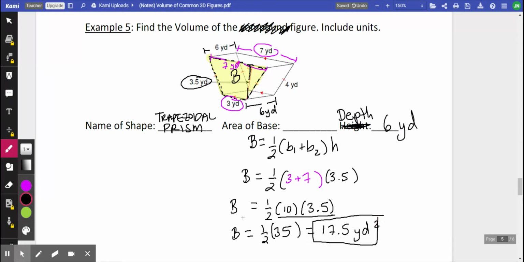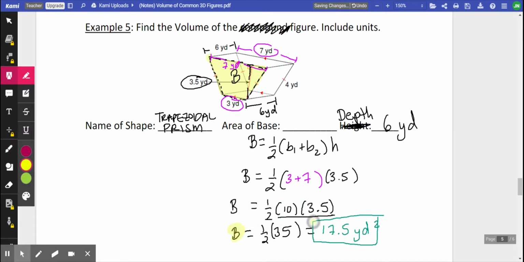Are we done? No. What we just found is the area of one slice, right? That base right there is just one slice. So every single slice has a total area of 17.5 yards squared. But we want to find the volume. So we need to multiply that by how many slices there are, aka the depth.